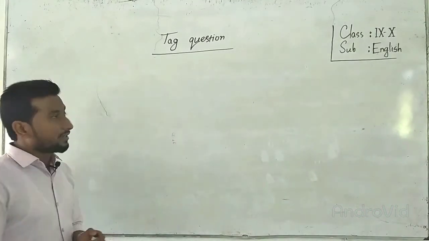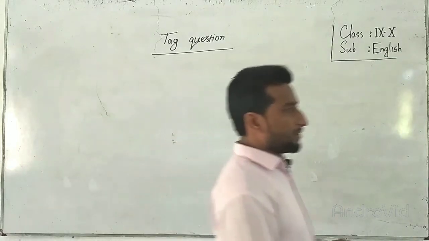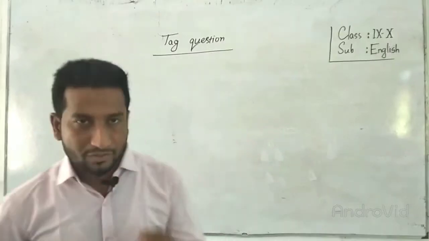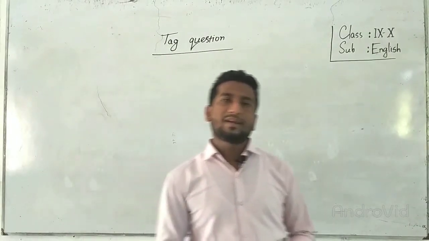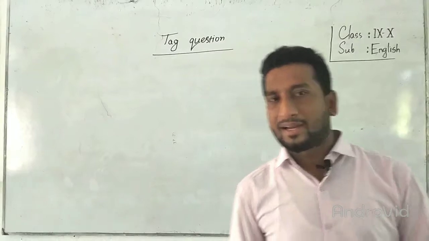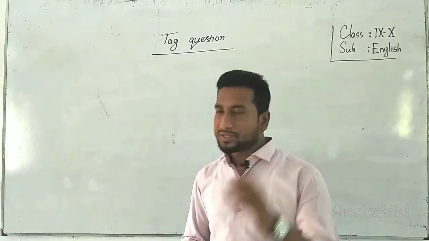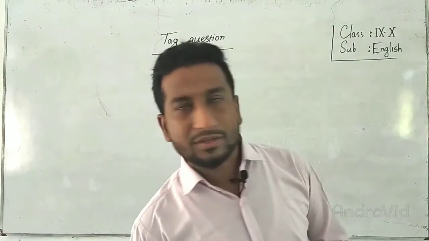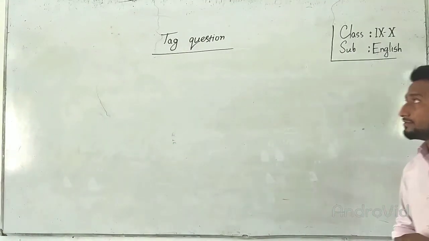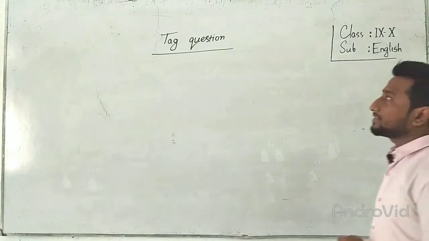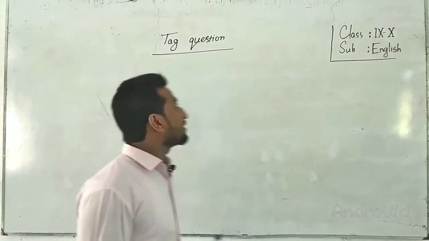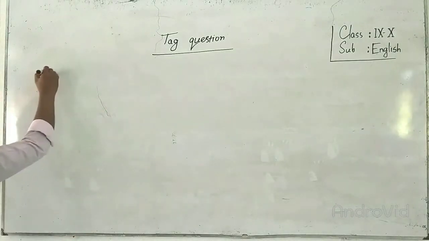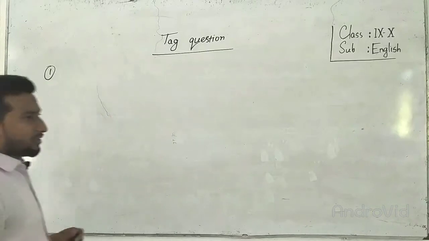Today I am going to start a new topic of English grammar, which is the most important for the students of 9 and 10. This is tag question or question tag. There are 4 kinds of questions. They are yes or no question, information question, tag question or question tag, and the last one is embedded question. Here I am going to discuss tag question or question tag. For the first time I am going to write about some important rules of tag question.